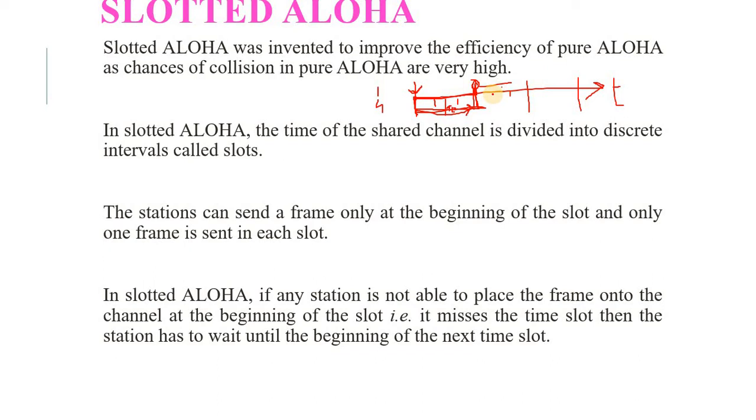In slotted ALOHA, if any station is not able to place the frame onto the channel at the beginning of the slot, it misses the time slot, and then the station has to wait until the beginning of the next slot. Suppose at this point station 3 wants to start communication, but it misses this time slot. We can't start delivering the message here, because only at the starting point can we deliver the message, so it has to wait till the next time slot starts.